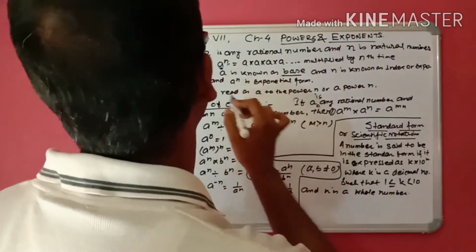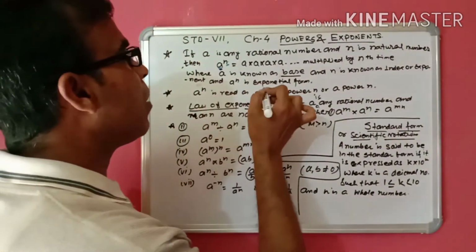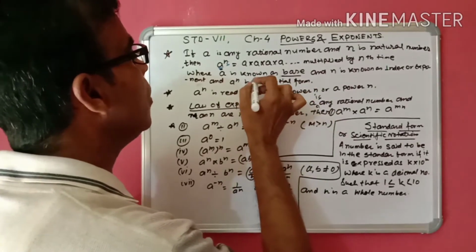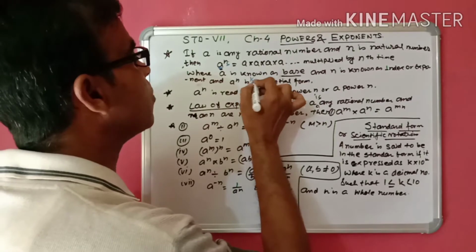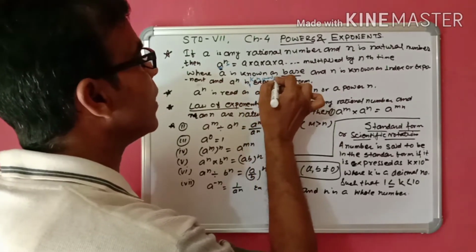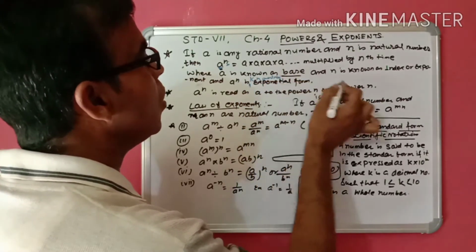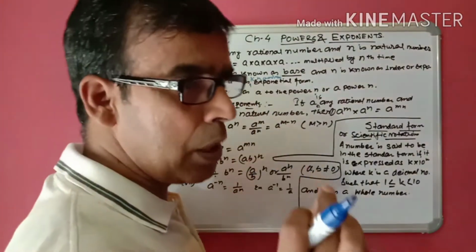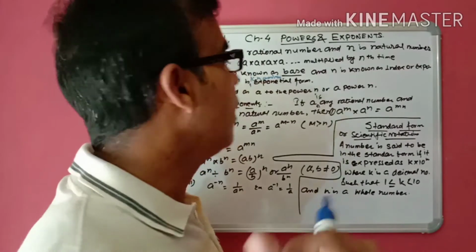or index. And a to the power n is known as the exponential form. A to the power n is read as a to the power n, or a power n.